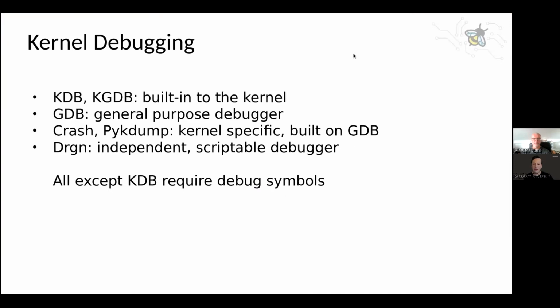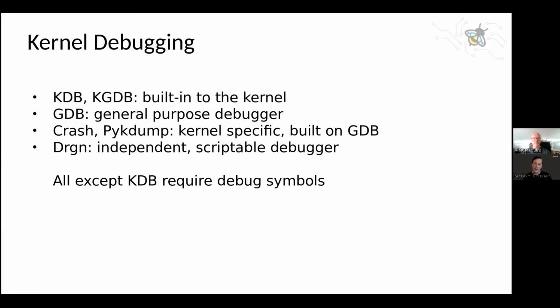If you've done any kernel debugging before, or at least interactive debugging, you're familiar with a lot of options. There's probably KDB and KGDB, which are built into the kernel. You have the set of GDB-based debuggers and the extensions for kernel debugging. And then finally, you have independent debuggers like drgn, which is built on Python scripting. And all of these are great, and they all have a requirement for debug symbols, except for KDB.